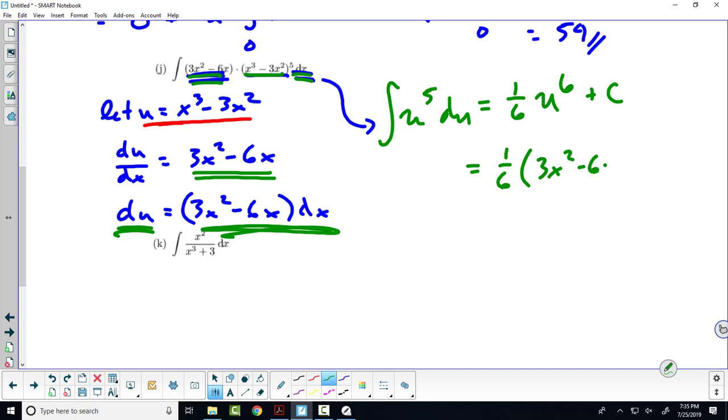I thought u was x to the 3rd minus 3. Oh, my bad. Okay. Oh, golly. Oh. I just screwed up the punchline of the joke. We got all the way through to the end and I screwed up the punchline.